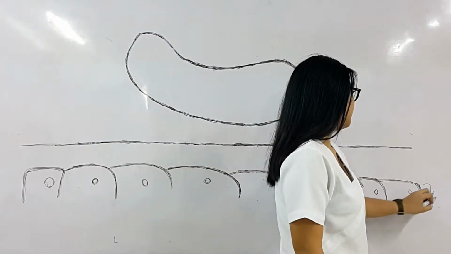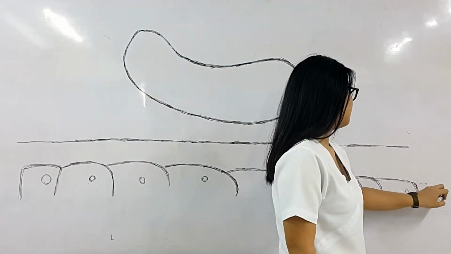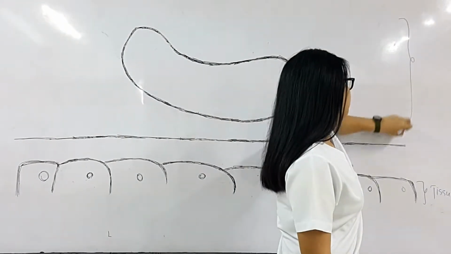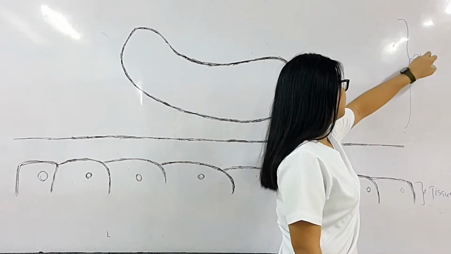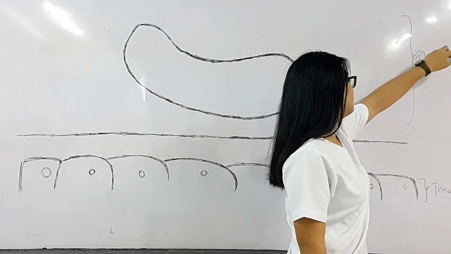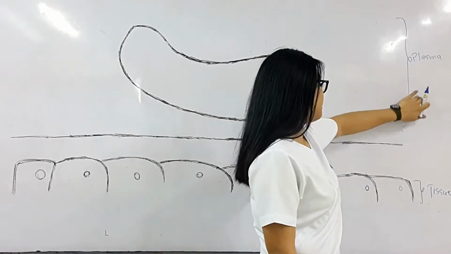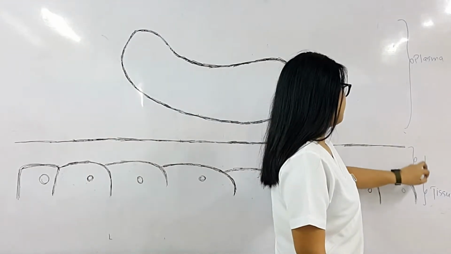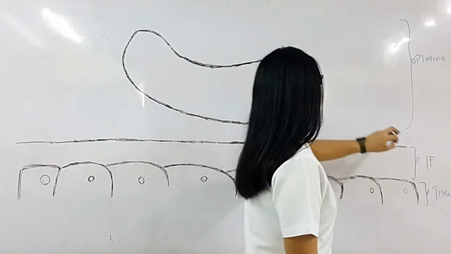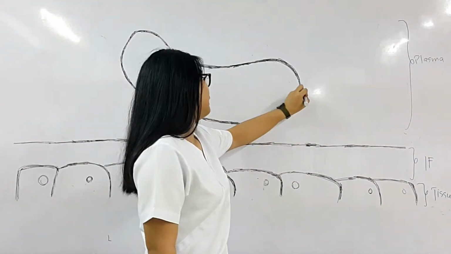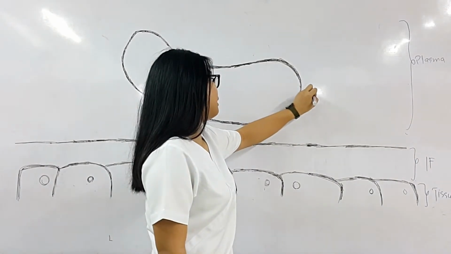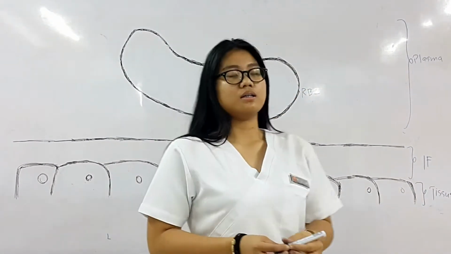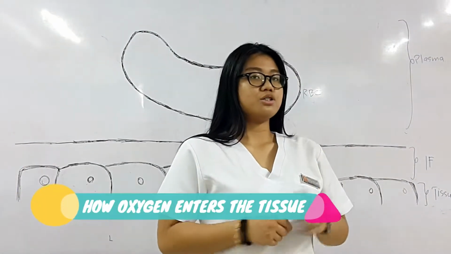This here is the tissue. Here we have the plasma. And in between the plasma and the tissue is a space called interstitial fluid. And here are the red blood cells. Now let's discuss how oxygen enters the tissue.